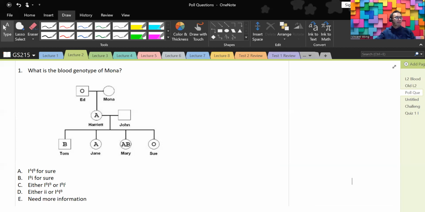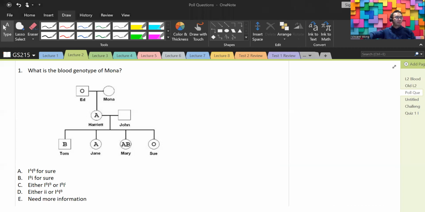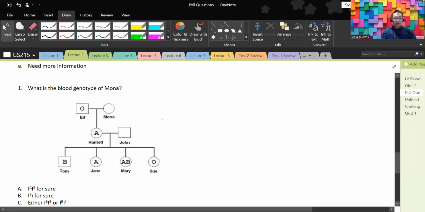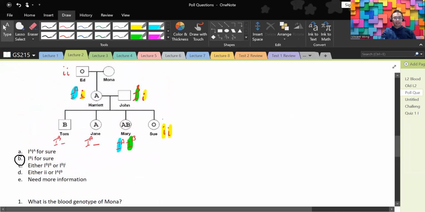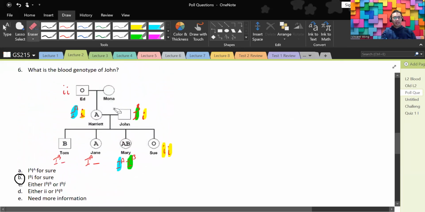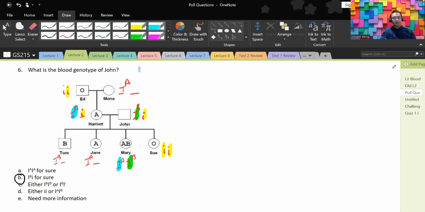Okay, let's take this up. It's the same tree as before. I'm just going to go back here and use the same information. So Harriet is the daughter of Ed and Mona, and the small i came from Ed, right? Because Ed doesn't have an IA, and therefore the IA came from Mona.